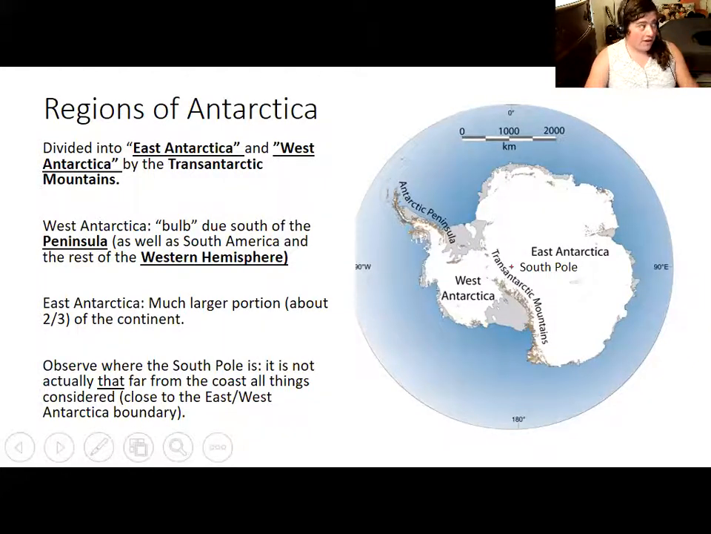Briefly, I want to talk about the regions of Antarctica. I realize that this first lecture is a bit longer. The second half of lecture 2 will be quite short compared to this. This will be one of the few examples where this goes on for longer.